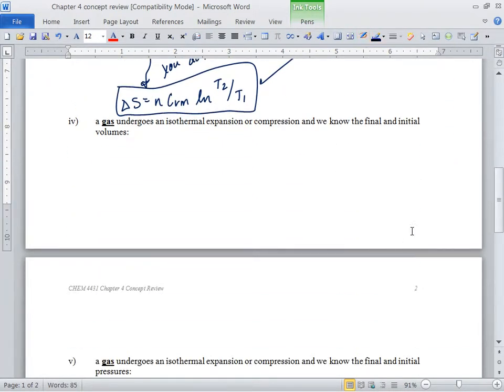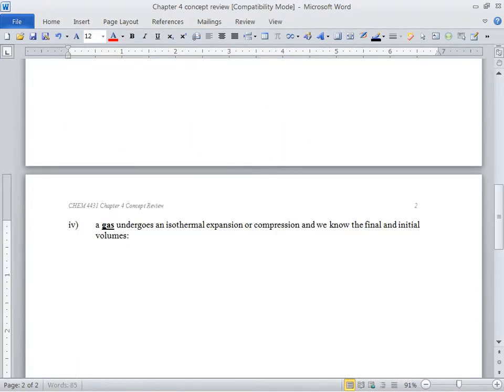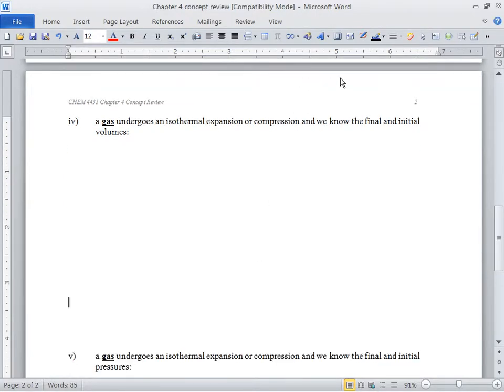A gas undergoes an isothermal expansion or compression. And we know the initial and final volumes. So we have to start with dS equals dQ reversible over T. So that's our definition that we're starting out with. Always true. Reversible exchange of heat. And what's the temperature as that heat is being exchanged? It's isothermal. Delta T is 0. If it's isothermal, delta T is 0.